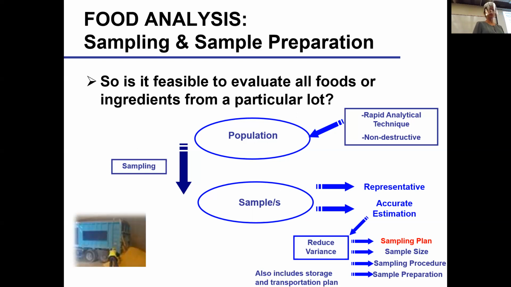And transportation: if I have to take samples and then transport them to a lab, under what conditions do I need to travel? Is it going to be a refrigerated truck, for example? Or what other specifications are needed during transportation? So all of these different components go under the sampling plan, the whole plan.